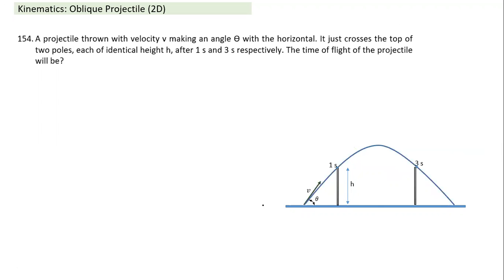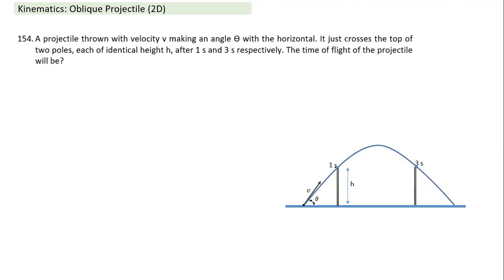This is relatively simple. I think most of you should be able to get it in less than a minute. A projectile is thrown. And the figure I have drawn; in most cases, actually, figures should not be there. Then you should be able to draw the figure on your own. But for the sake of saving time, in most cases I have drawn the figure. It is projected with velocity v, at angle theta from the horizontal. It just crosses the tops of two poles. These are the 2 poles here. Both are at the same height h.